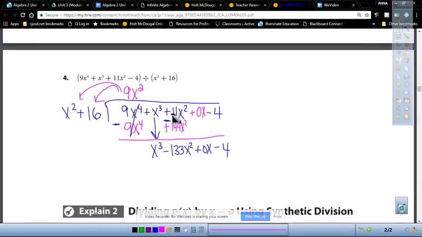So now I need to multiply it by x. To turn x squared into x cubed, I need x. And so that's going to become x cubed, and that's going to become 16x.